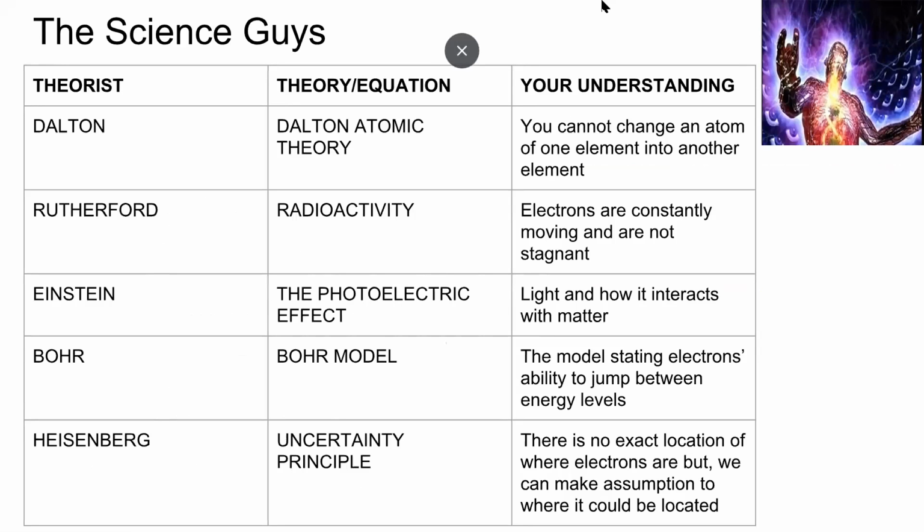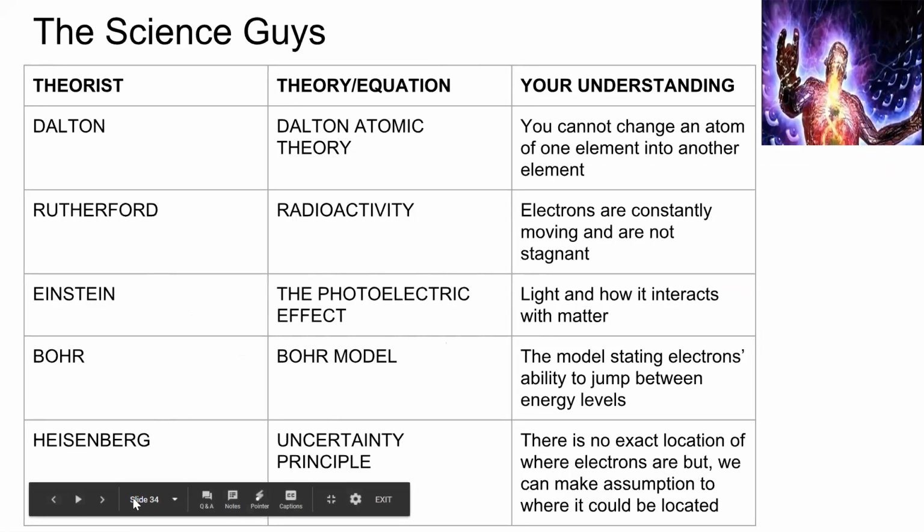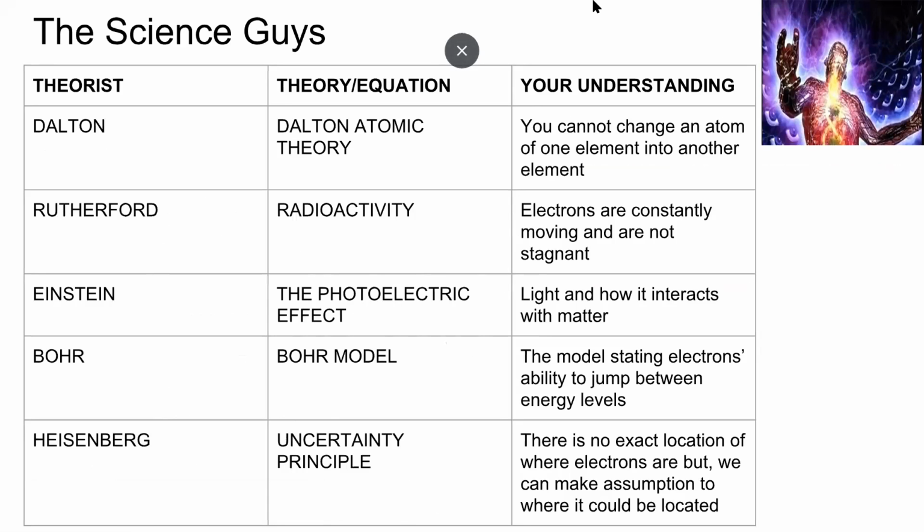I suggest this would be a great way to memorize or get familiar with some of the terms of the theorists. So I made a matrix with 3 columns and X rows, meaning that it can be as long as you want. I have my theorists, the theory or equation that they made, and my understanding.